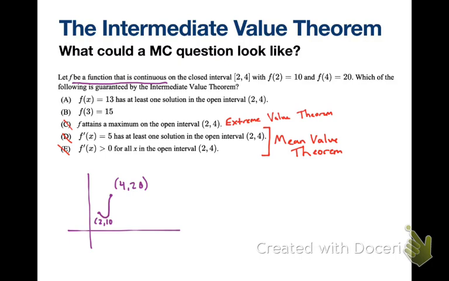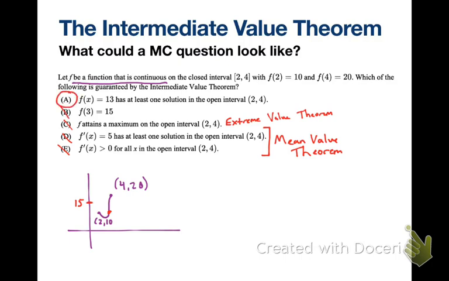We have A and B remaining here. We have f of 3 equaling 15, and f of x equals 13 has at least one solution on the open interval 2 to 4. Well, let's think about f of 3 equaling 15 for a moment. Let's say 15 is smack dab between 10 and 20 here. Well, right now on my graph, I have f of 3 probably more down here, right? I know it's not necessary for f of 3 to be exactly halfway between f of 2 and f of 4, halfway between 10 and 20, right? We're not guaranteed this is a linear function. We don't know about that type of behavior. Okay, so this one is also out.